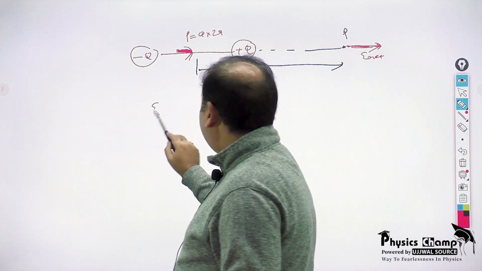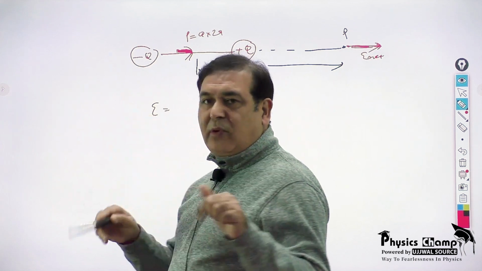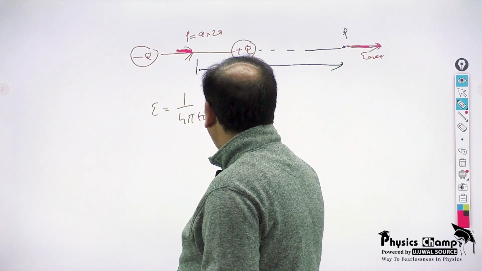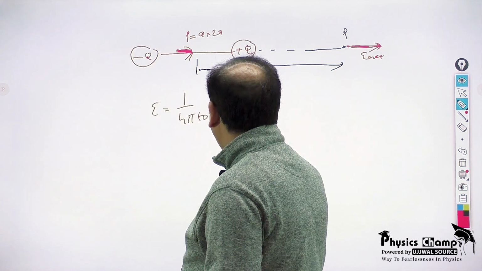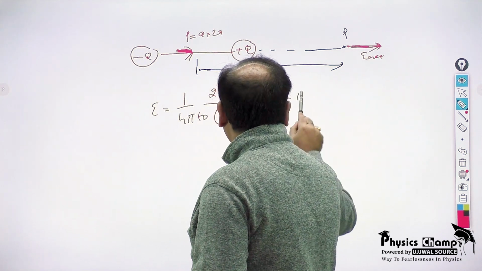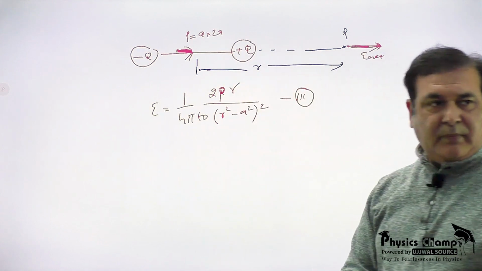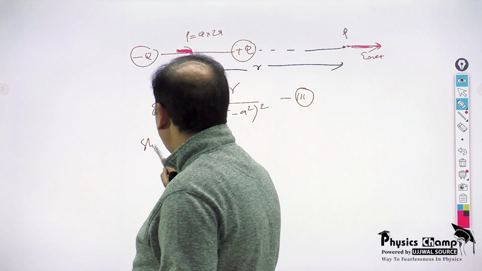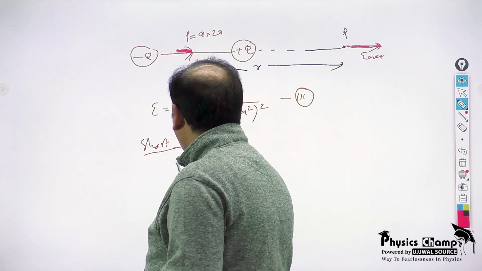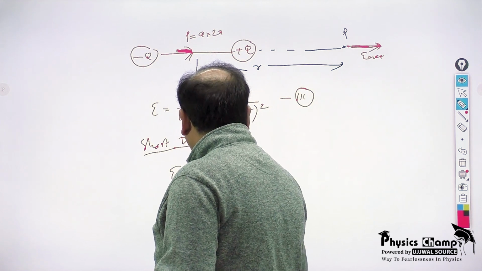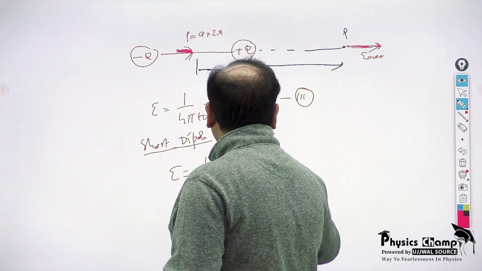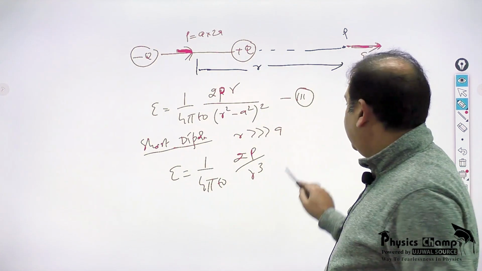The value of the electric field in case of not a short dipole, the general formula of the electric field was 1 by 4 pi epsilon naught q 2pr by R square minus A square whole square. This was equation number 3. And in case of a short dipole, the formula for the electric field was 1 by 4 pi epsilon naught 2p by R cube, where R is very, very large as compared to A. This was equation number 4.